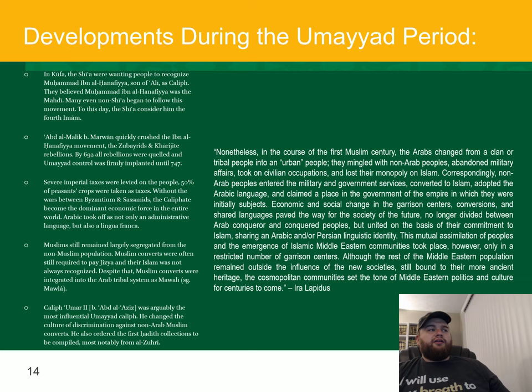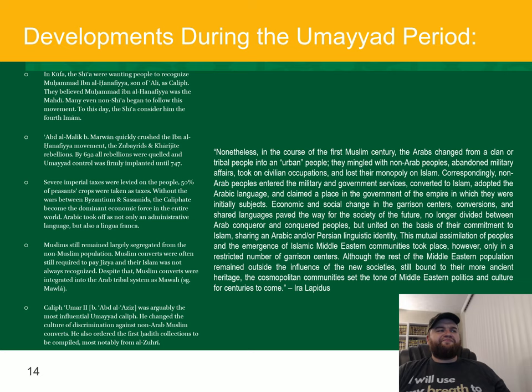And despite that, a lot of these Muslim converts did get integrated into the Arab tribal system as mawali or maula, as kind of like clients. They became part of the tribe and had to follow tribal rules, and they had to support the tribe with this mutual aid, and the tribe would in return support and protect them. So that's kind of how these converts started to get integrated into the Umayyad system.